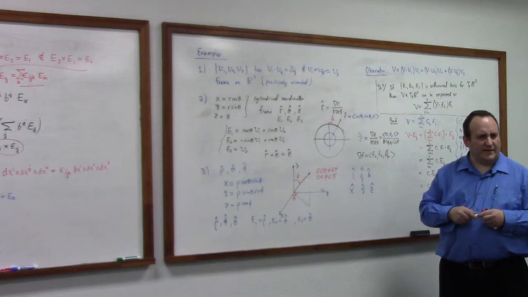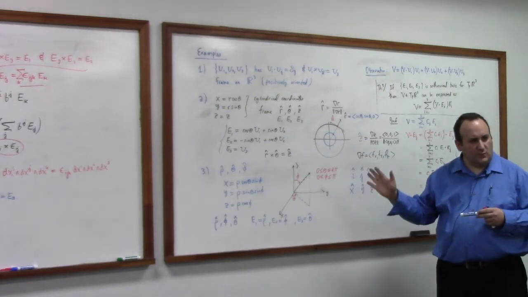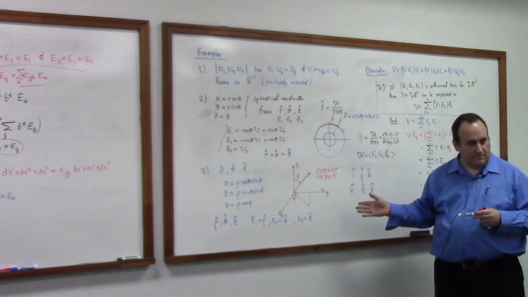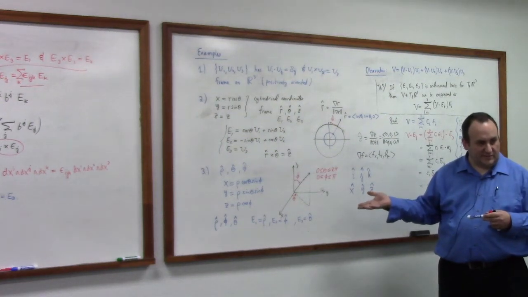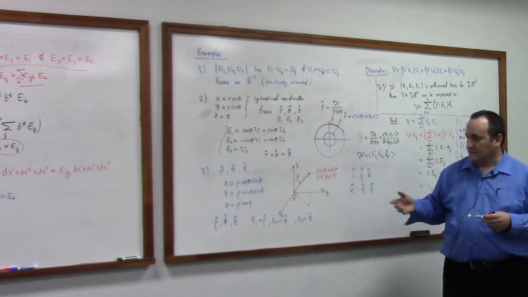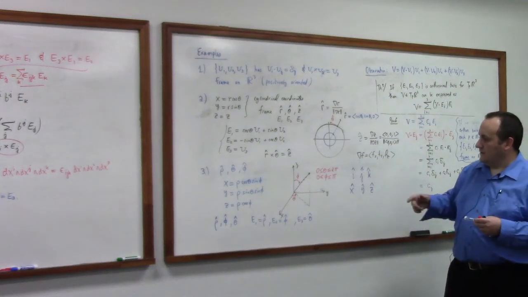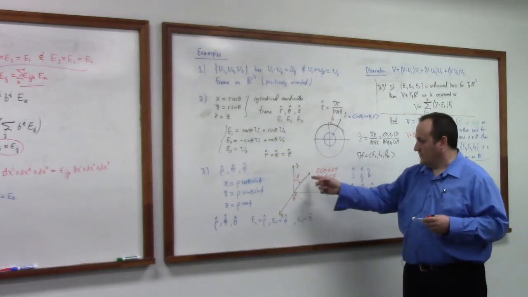Let's see if I got the order right. If I got the order right, E1 cross E2 should be E3. So we need to pick a point, visualize the vectors, and see if I got it right. Let's pick this point right here.